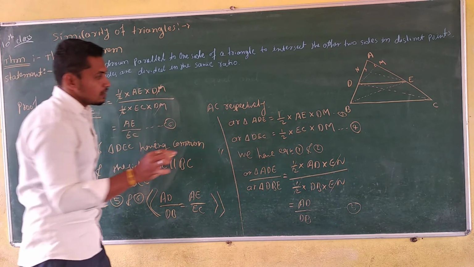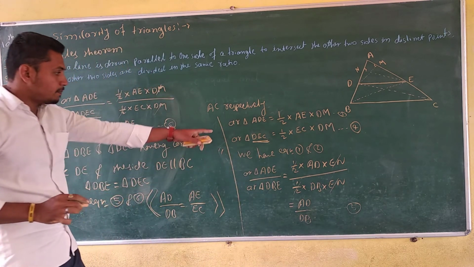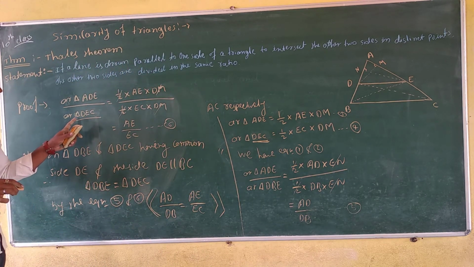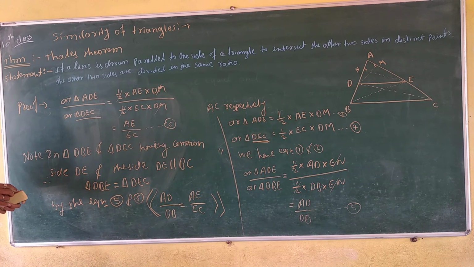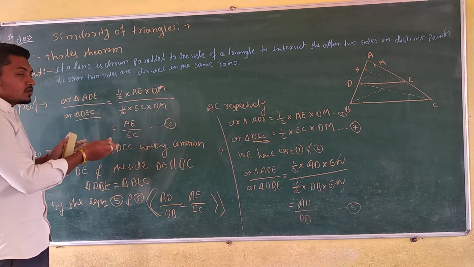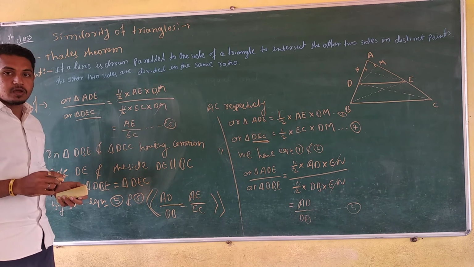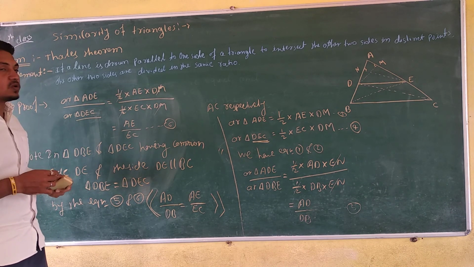See here, first you make the correction to triangle DEC. After that you note down that theorem. In the next class you will solve the inverse theorem. Okay, this inverse theorem.